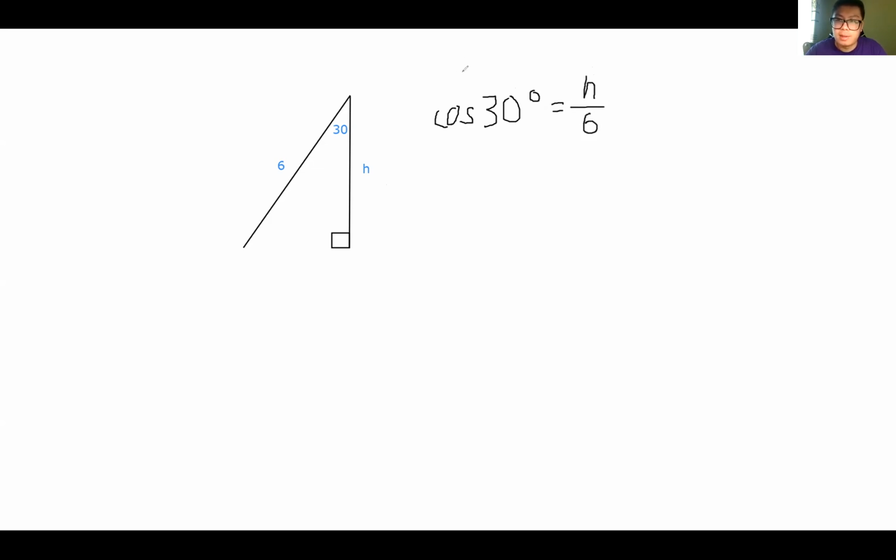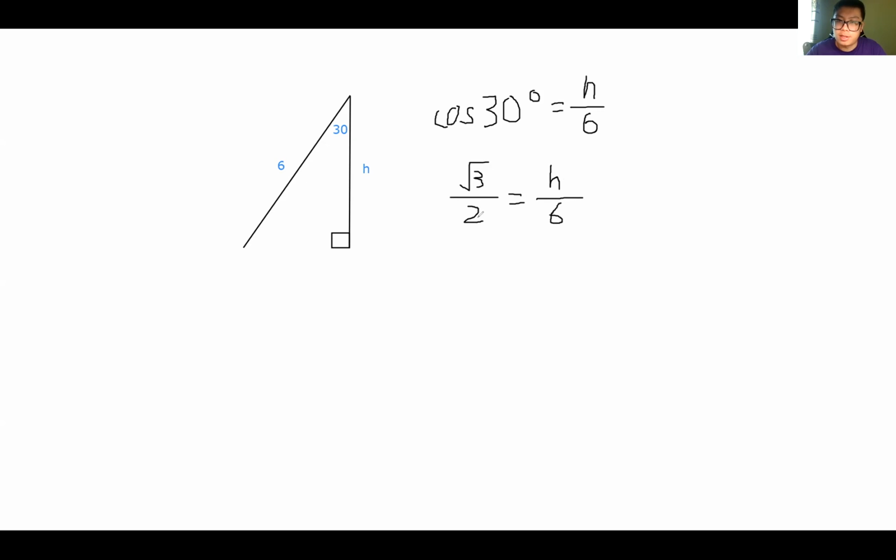And from our last slide, we got an exact value of cosine of 30 degrees. If you guys remember, it should be square root 3 over 2. This was from the last slide. So square root 3 over 2 is the exact value of cosine of 30. Now we can set this equal to h over 6. And now we can solve for h.